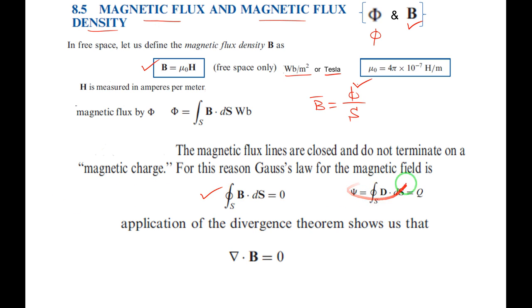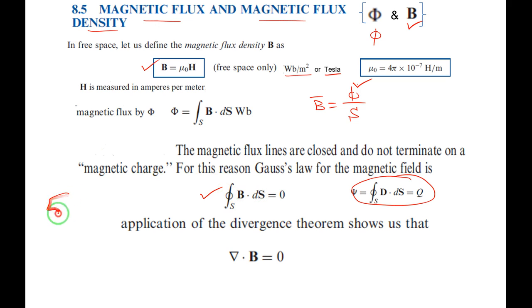This Gauss law we know with respect to static electric fields: psi is equal to closed surface integral of D dot ds equal to Q. This is the Gauss law. Then what is the similarity? Just like the Gauss law, what is the Gauss law for magnetic fields? This is the equation: closed surface integral of B dot ds equal to 0.